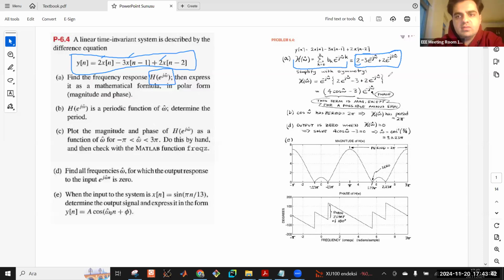We can simplify it further so that we can obtain the magnitude and phase values. There's a common trick to obtain these phase and magnitude values. You check the exponent terms. In this case, the exponent terms are 0, minus j omega, and minus 2j omega. You find the middle one, which is minus j omega. You take it out of parentheses.